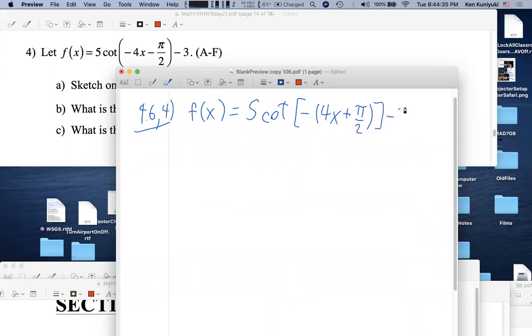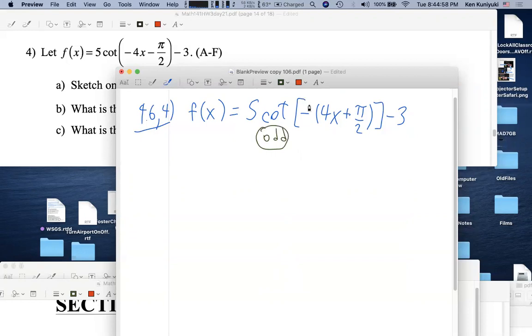All minus 3. All right. Now, is cotangent even or odd? Well, remember, only cosine and secant are even. So this guy's odd. I'll put this in green. All right. Cotangent is an odd function. Most of them are, right?